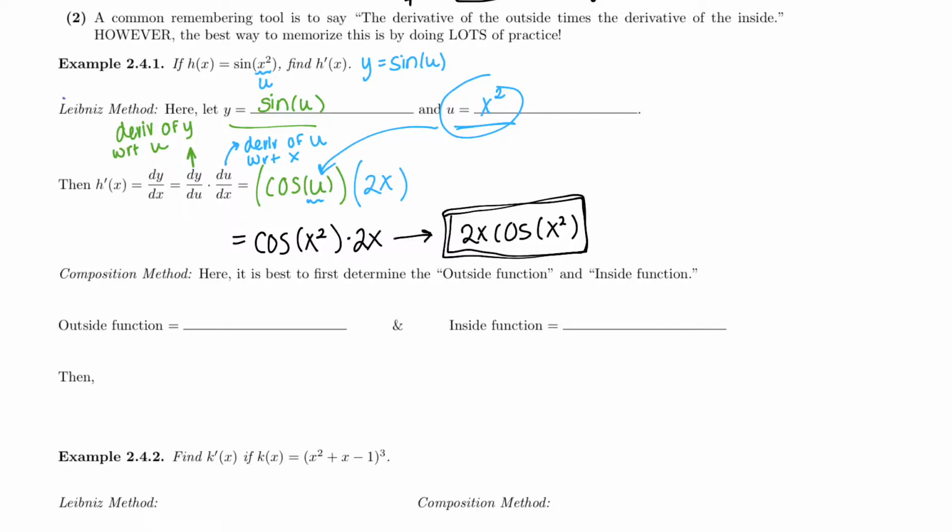So this was the Leibniz method. For the composition method, we determine an outside function and an inside function. So again, we're still looking at this sine of x squared function here. So the outside is sine, and then we just leave the inside alone. So we have sine of x squared as the outside function. And the inside function is x squared, because x squared is what's on the inside.